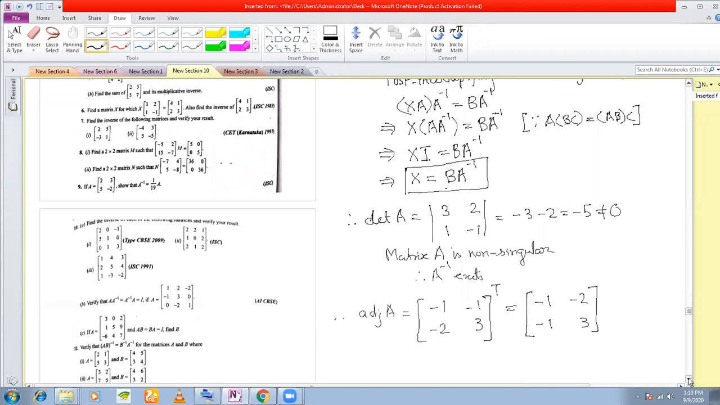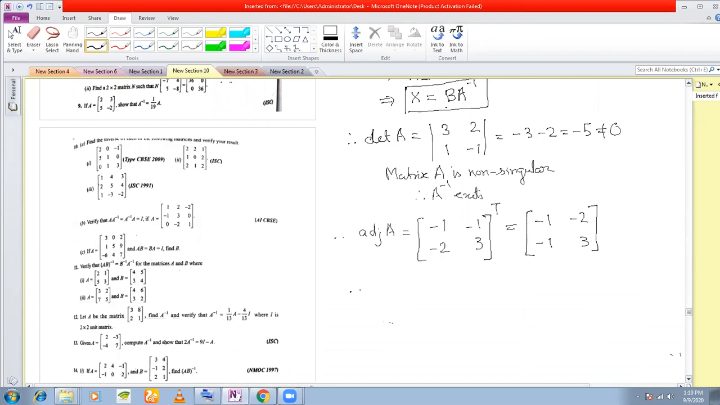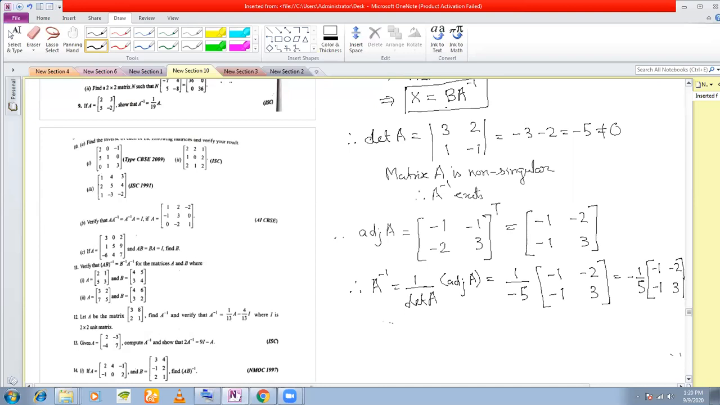So adjoint we have got. Therefore, we can find out A inverse. A inverse is equal to 1 by det A into adjoint of A. And det A we have got as minus 5. So 1 by minus 5 into the adjoint of A, which is minus 1, minus 2, minus 1, 3. Which means we can simply write it as minus 1 by 5 into minus 1, minus 2, minus 1, 3. Okay, so we've got A inverse.